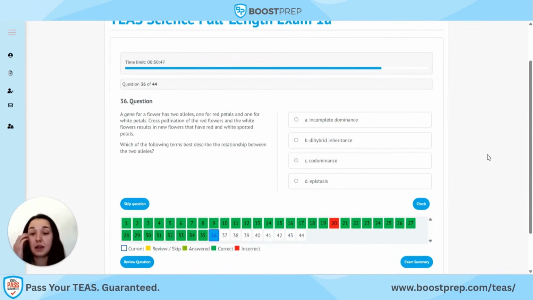Question 36. A gene for a flower has two alleles, one for red petals and one for white petals. Cross-pollination of the red flowers and the white flowers results in new flowers that have red and white spotted petals. Which of the following terms best describes the relationship between the two alleles? A, incomplete dominance, B, dihybrid inheritance, C, codominance, D, epistasis.